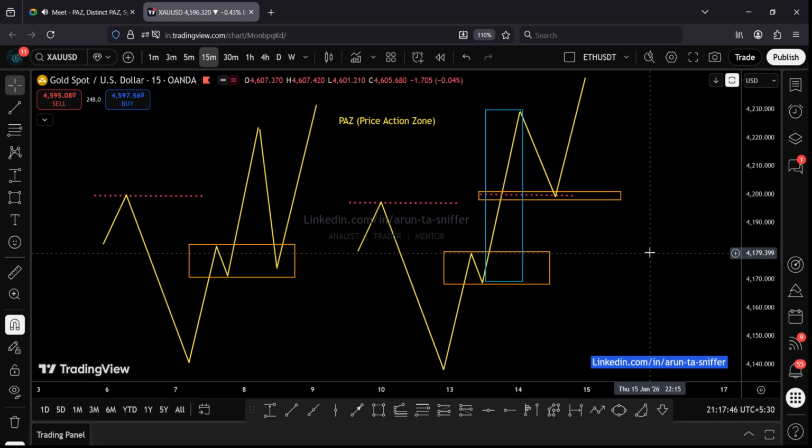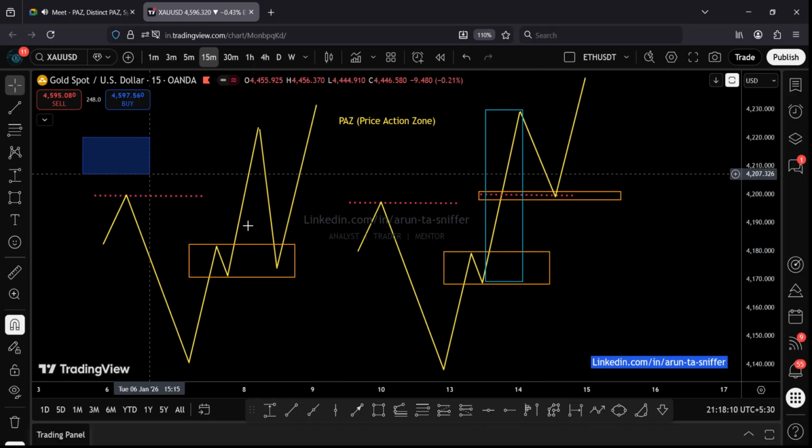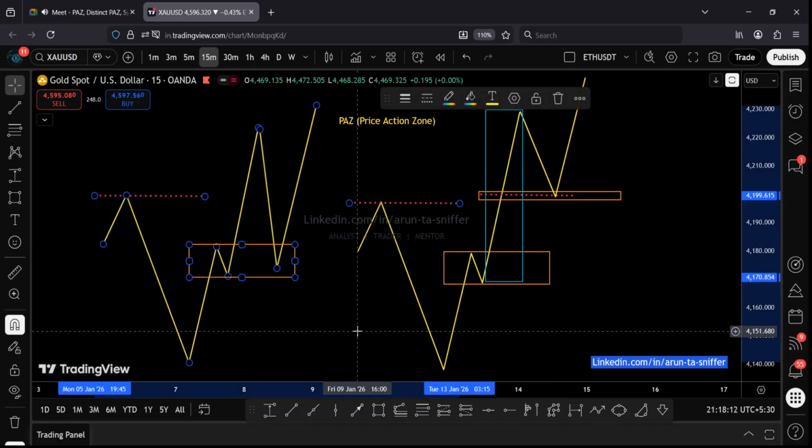So basically we have two types of price action zone. One is between the zones, and another is when a sharp move happens. Another is around 50% of the momentum candle. Okay, let's delete this.